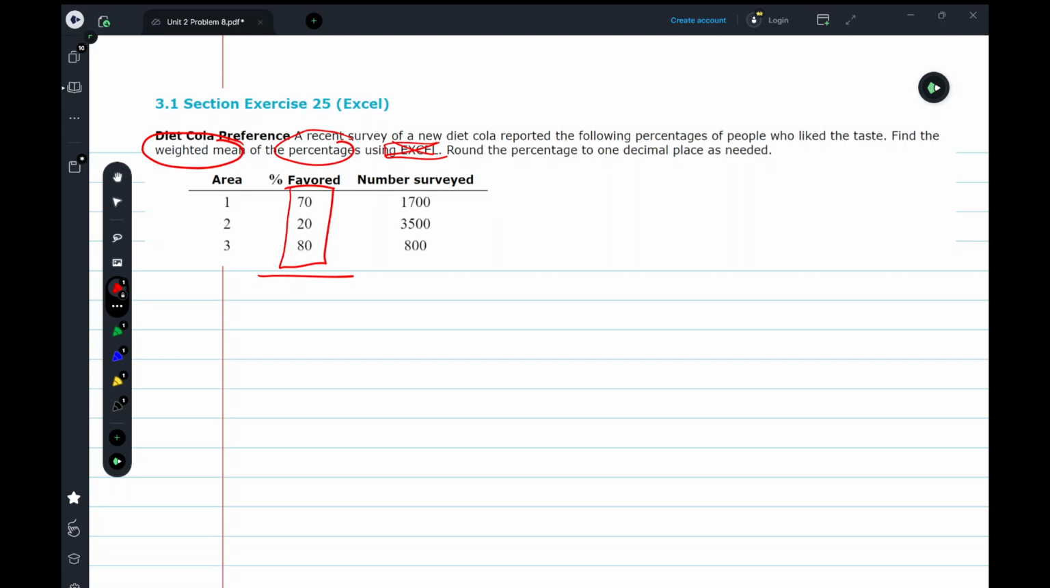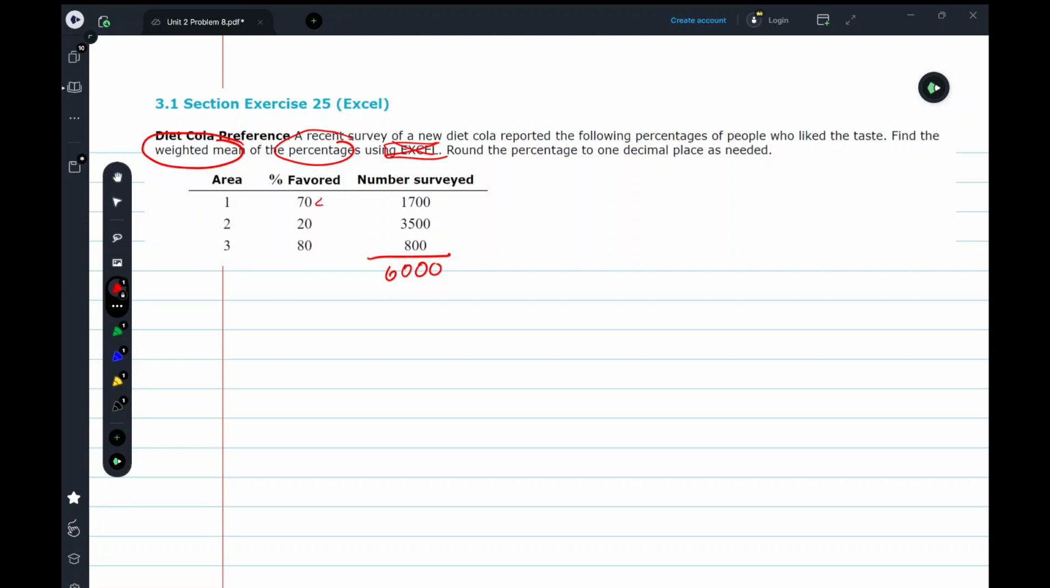The reason is that the 20% came from 3,500 people being surveyed. The 80% only came from 800, and then you have the 70% coming from 1,700. So shouldn't the 20% have a lot more weight to it than the 80%? Well, yeah, because of the number of people surveyed in each of those areas. So realistically, if I add up these numbers, I find that it equals 6,000. So in other words, 6,000 people were surveyed.